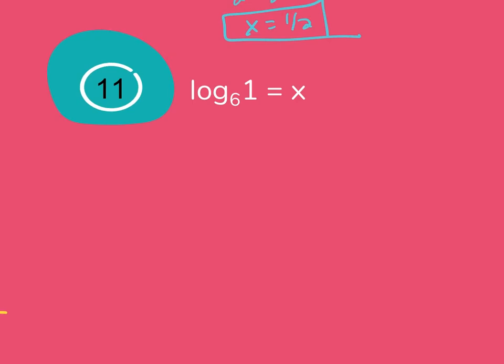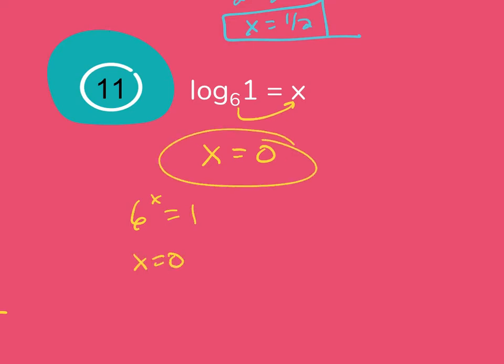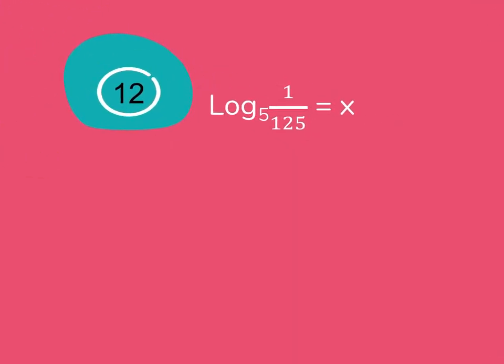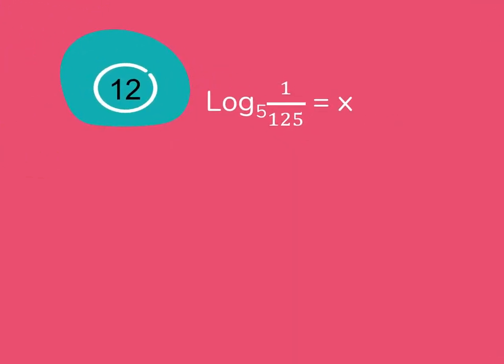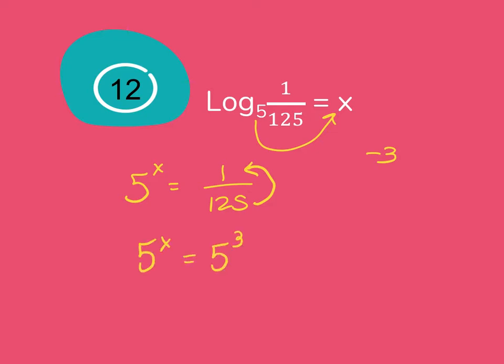All right, can we do this one quick? 0. Okay, if it didn't click, 6 comes over, picks up the x, 6 to the x equals 1. How do I get something to be the result of 1? It's if it's 0. See if you could do this without converting to exponential. -3. So 5 comes over and picks up the x, equals 1 over 125. 125 has to go to the top and become a power of 5. So this would be 5 to the x equals 5 to the -3, and x would equal -3.